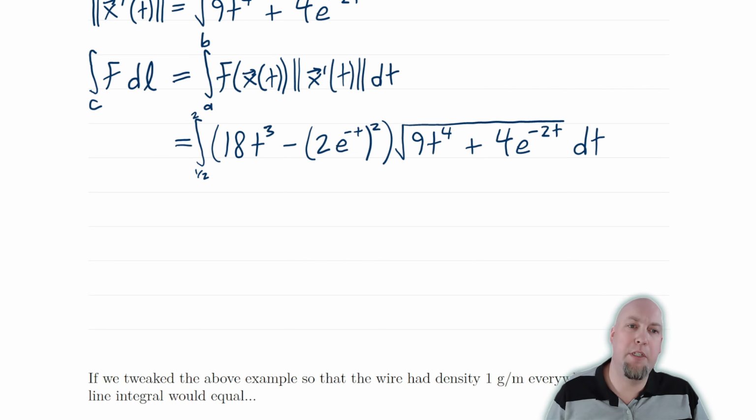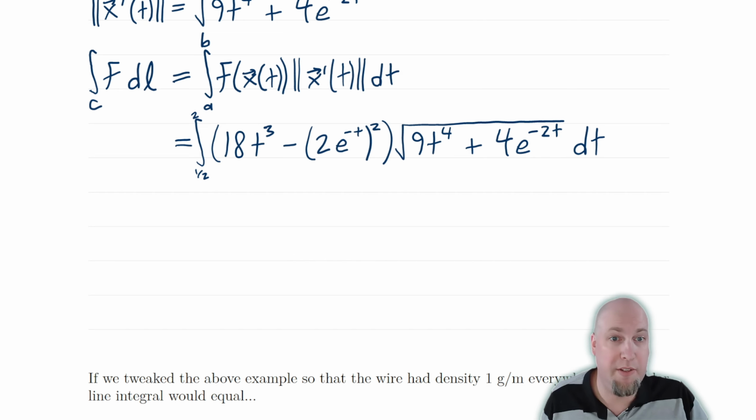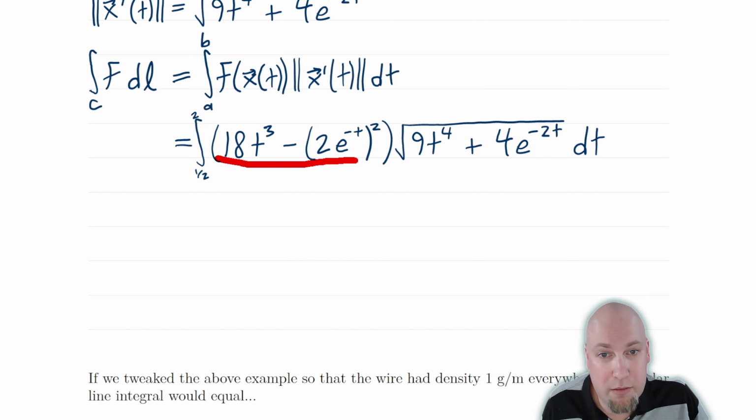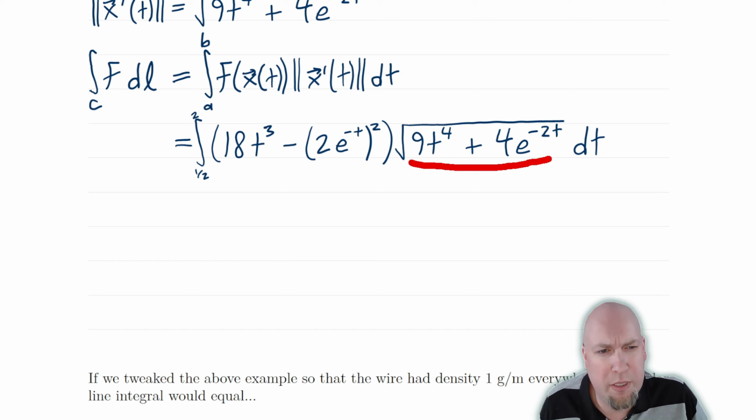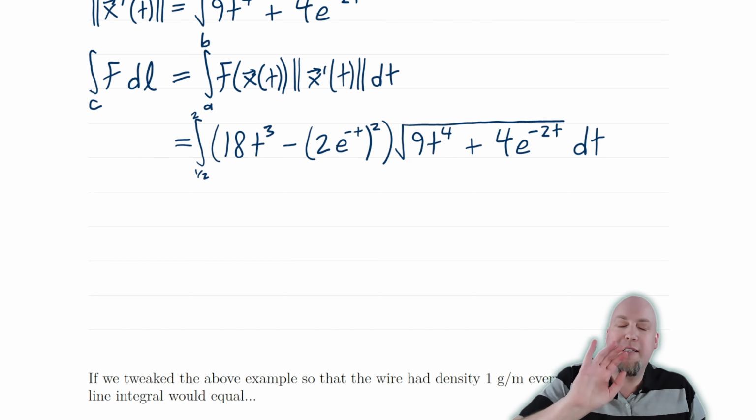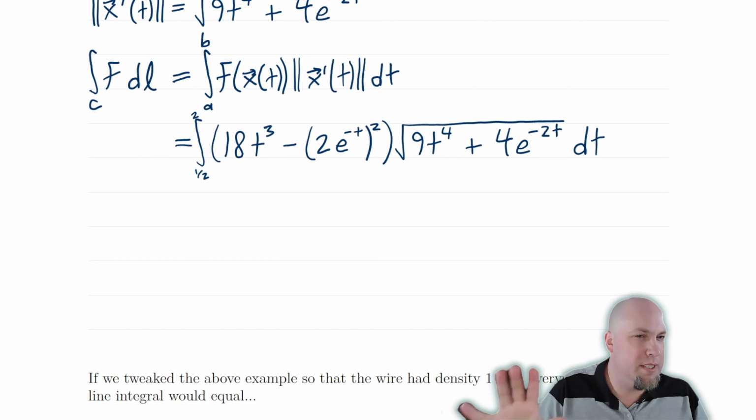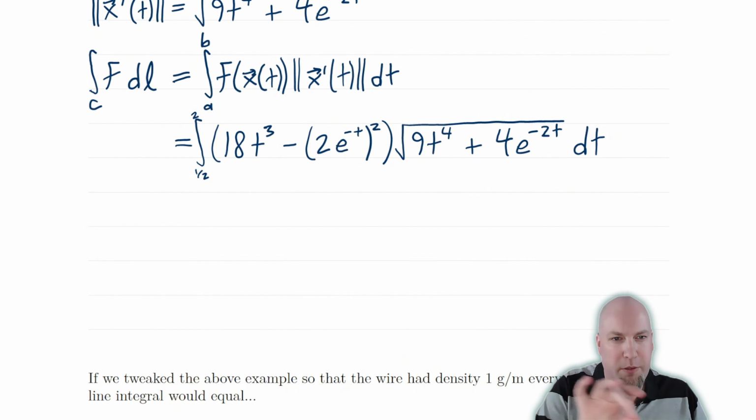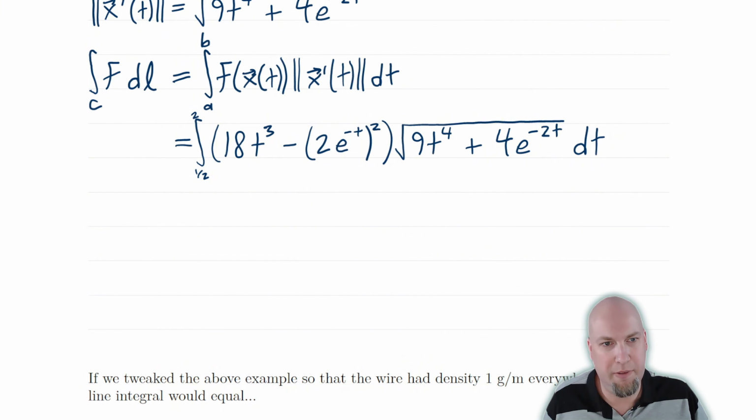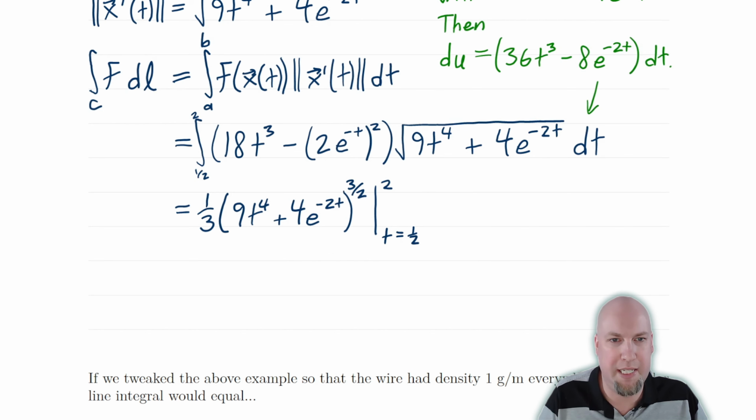Something very similar happens in this example as what happened in the previous example. It turns out this stuff out in front here is basically just the derivative of this stuff on the inside. I should clarify, this does not always happen with scalar line integrals. It just happened to happen with these two examples that we've gone through here. The next example is going to show something different happen.